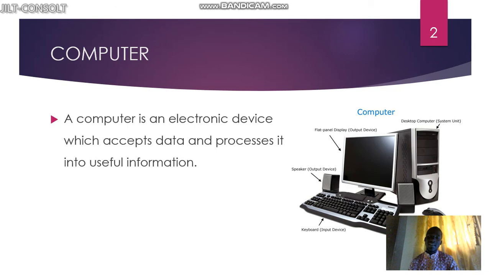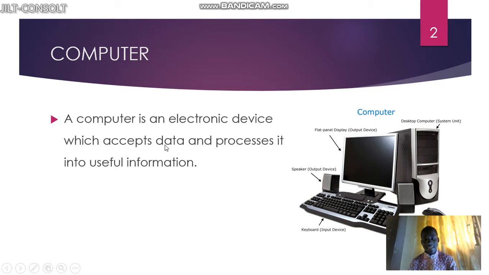So where do you see that answer or the solution? You see it on the screen. Where does the processing go on? Processing goes on in the system unit. So we call this one a system unit. That's where the processing takes place, and then the useful information is delivered to the screen.